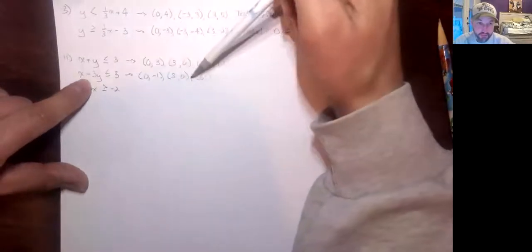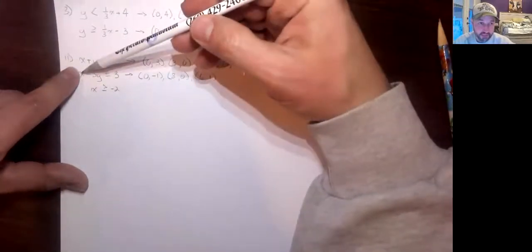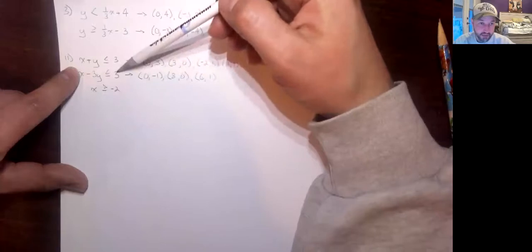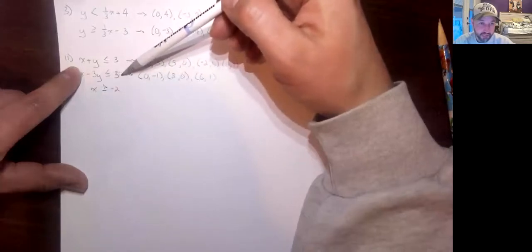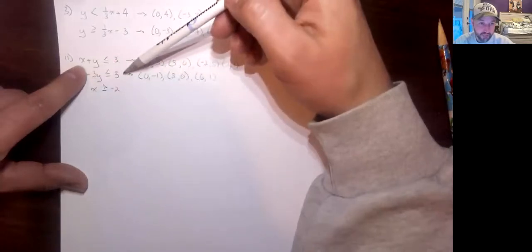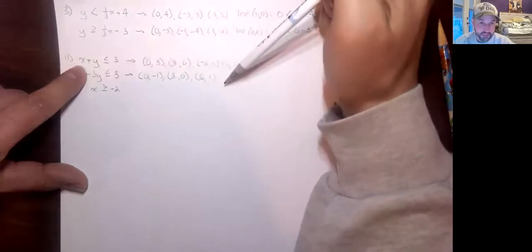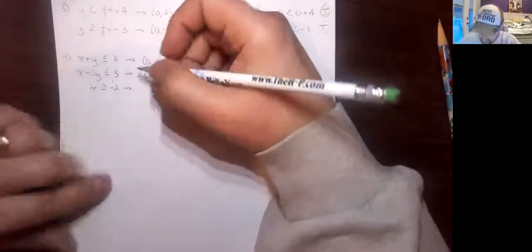You can do this stuff in your head. What I'm doing is saying, well, what happens if x is 6? Then I'd have to subtract it over here. 3 minus 6 is negative 3. Negative 3 divided by negative 3 is 1. So 6 and 1 is another point. I could keep going, but I have enough.